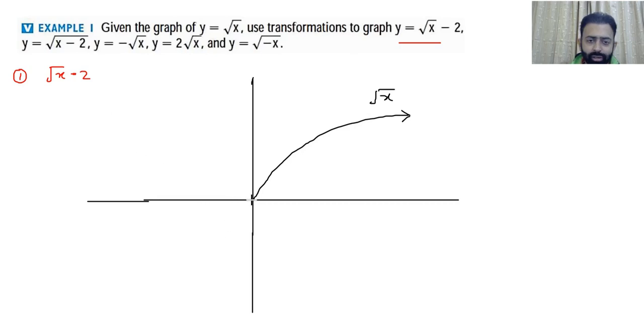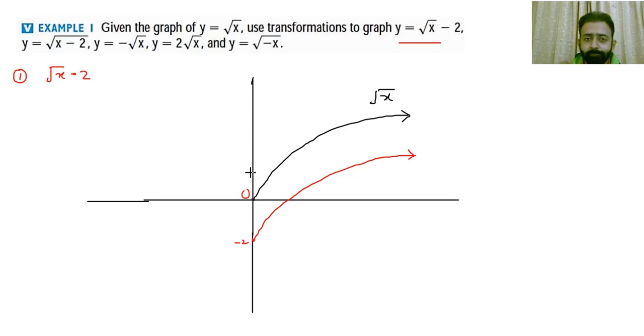So the starting point earlier was 0, this time it will be minus 2. Okay, so it will go like this. Remember, this is just a sketch, this is not a plot. What is the difference between a sketch and a plot? A sketch is not that exact. Plotting is done by plotting each and every point.